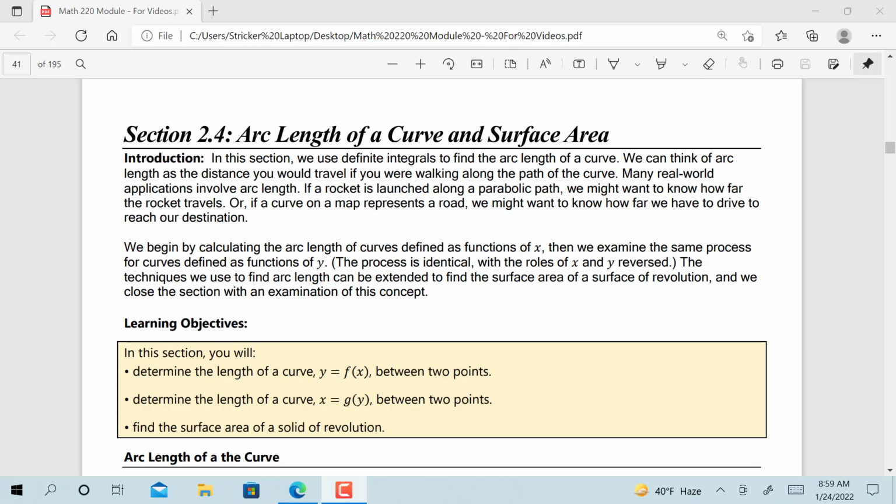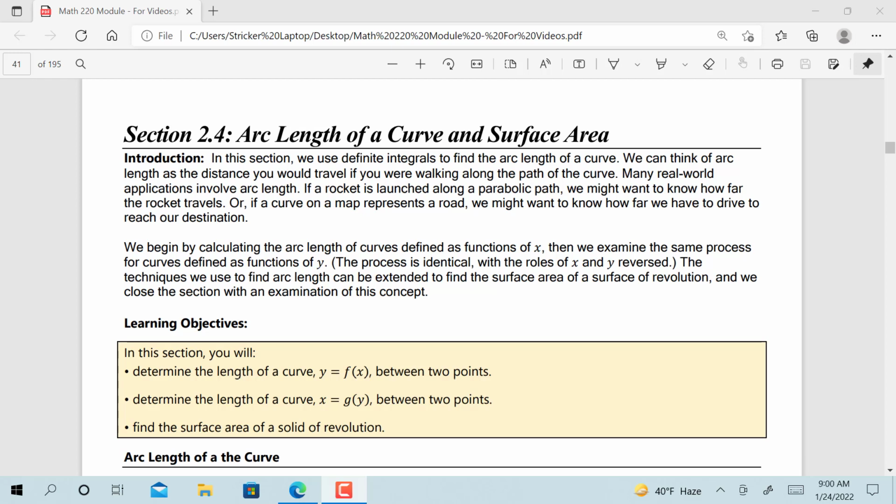Hello, this next video covers section 2.4, which goes over arc length of a curve and the concept of finding surface area. And we'll do two videos for this section. The first video will cover arc length, which has many real-world applications.